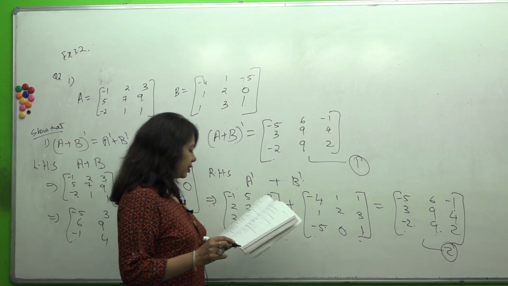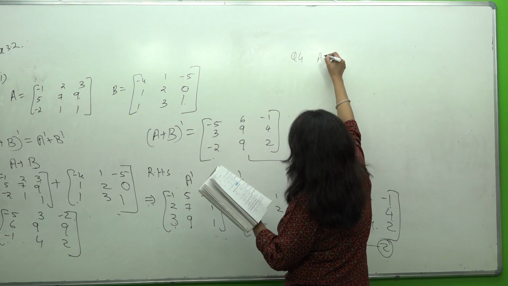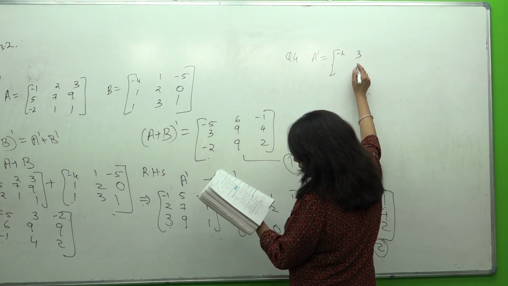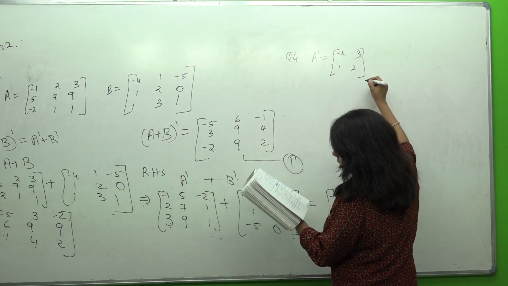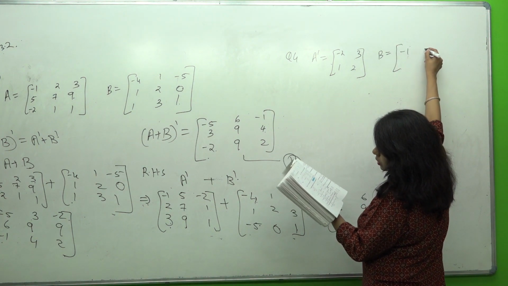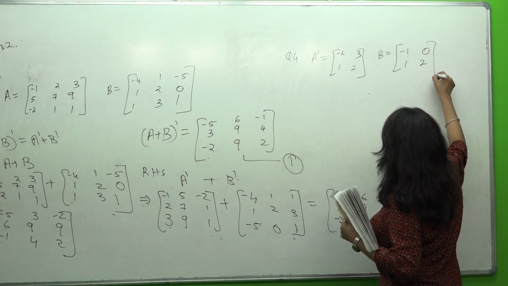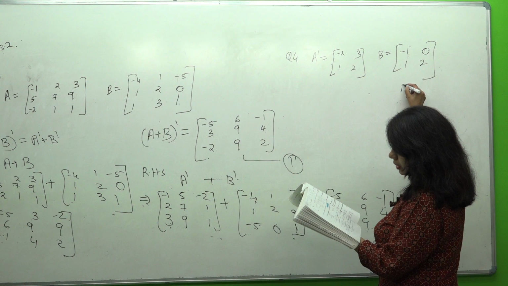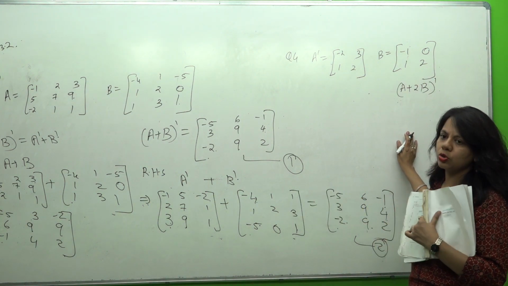Let us take up another question now. I take up question 4. It is given to me that A dash is minus 2, 3, 1 and 2. That is A dash given to me, and B is given to me as minus 1, 0, 1 and 2. That is what B is given to me. Now I'm supposed to find out (A plus 2B) whole dash.